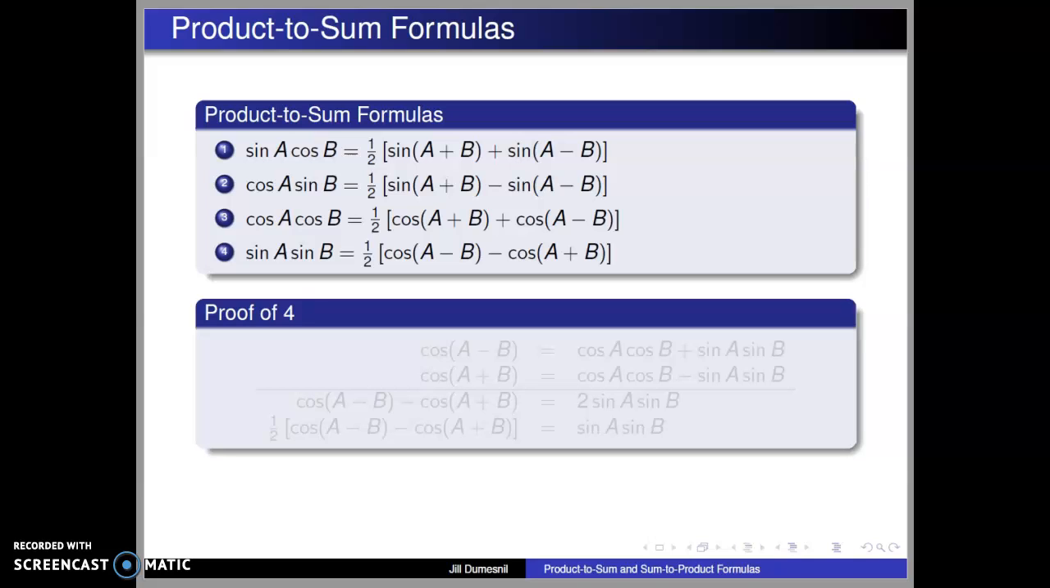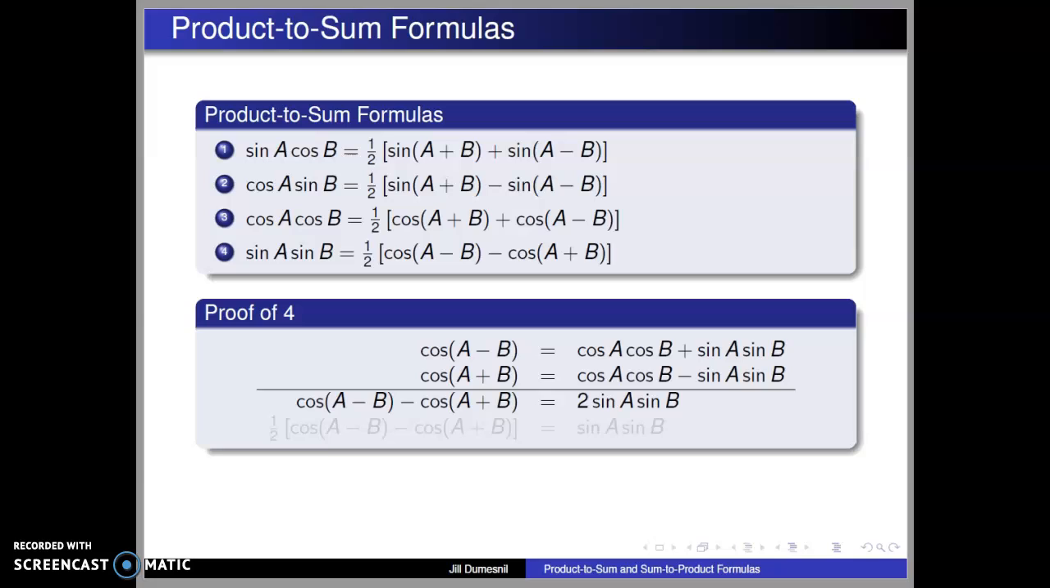Let's consider the proof of Formula 4. The other proofs are quite similar. We start with the formula for cosine of A minus B and the formula for cosine of A plus B. Subtracting these two equations, we see that cosine of A minus B minus cosine of A plus B on the left-hand side, and we get 2 sine A sine B on the right-hand side since the cosine A times cosine B terms subtract out.